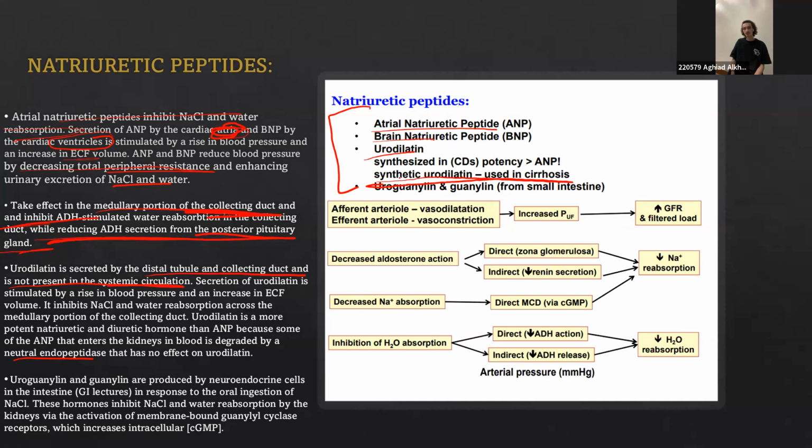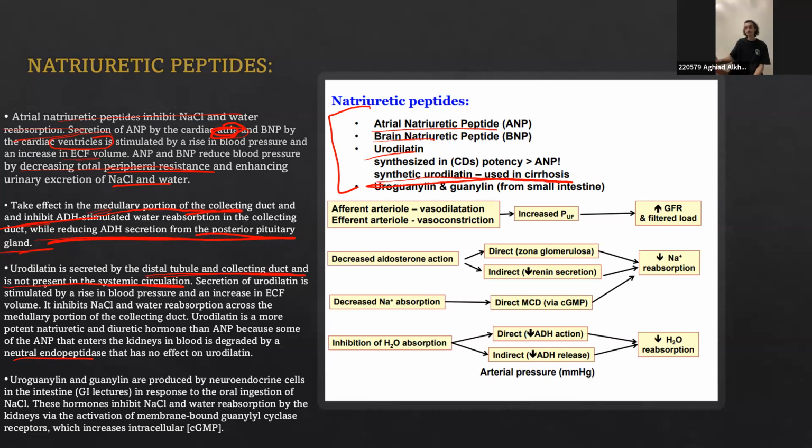They both serve the same function, right? Inhibit the absorption of salt and water: ANP, BNP, and urodilatin. ANP is released from the atria, atrial natriuretic peptide, and BNP, brain natriuretic peptide. I don't know why it's called brain, honestly, but it is from the ventricles. So atria, and then the rest is ventricles. Again, they act in the medullary portion of the collecting duct, as you can see here. These are the ANP and BNP, while the urodilatin is secreted by the distal tubule and the collecting duct as well.